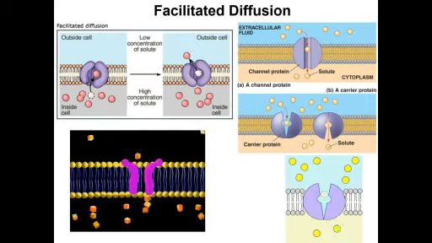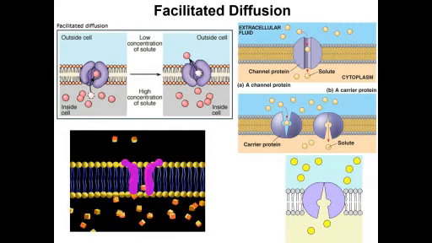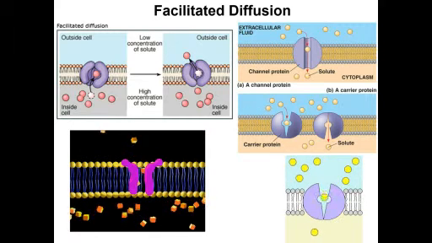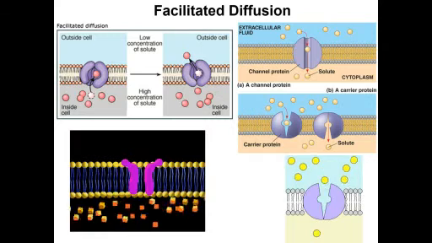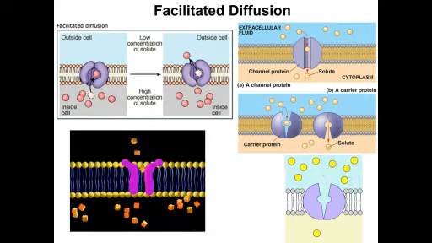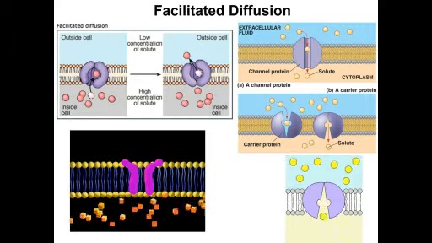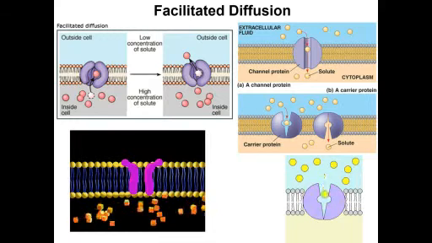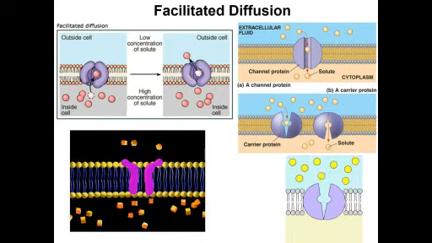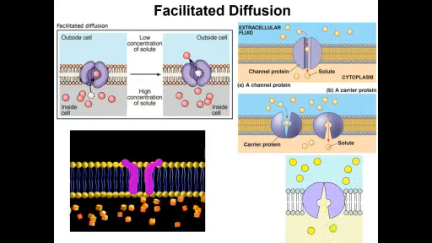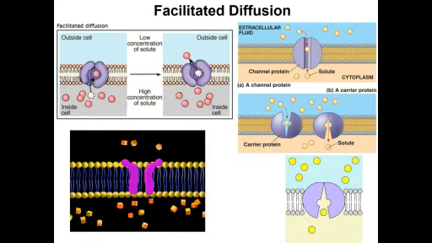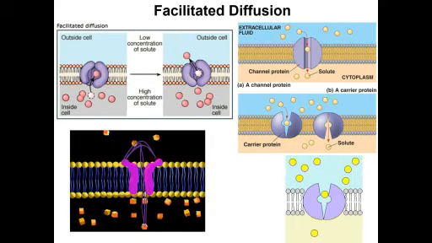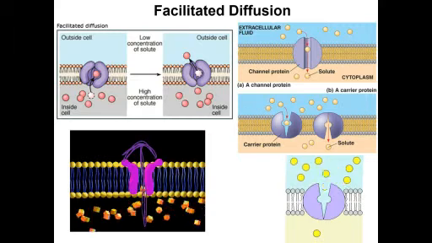Alright, so you have two different types of membrane proteins that are involved in transport. You have channel proteins. Think of a channel protein as a pipe. So basically, the solute particles just zip right through the pipe. Here you have solute particles moving through this protein from inside the cell to outside.